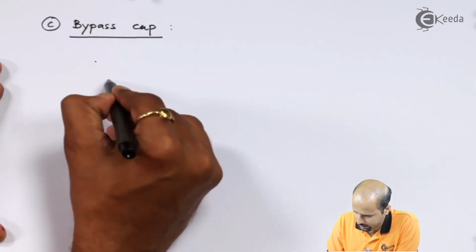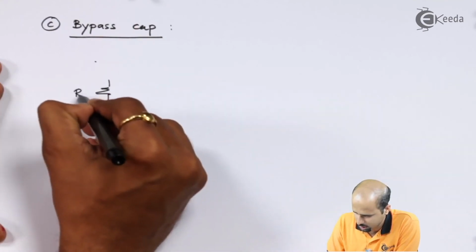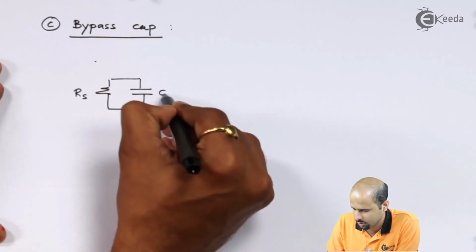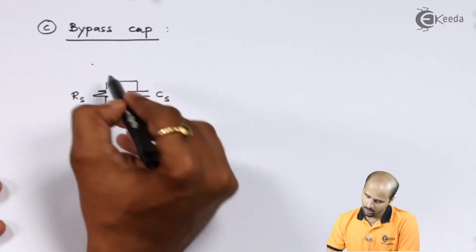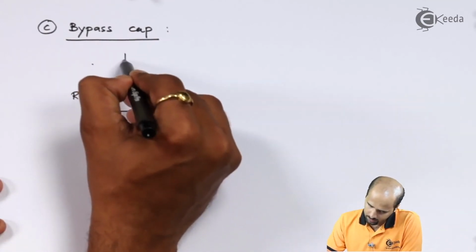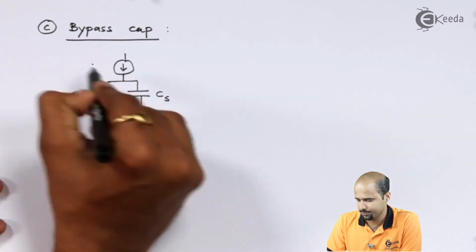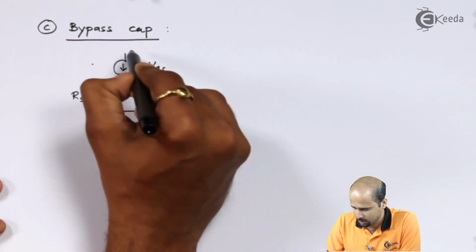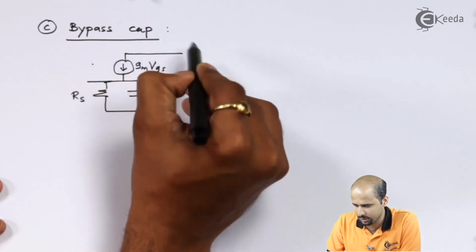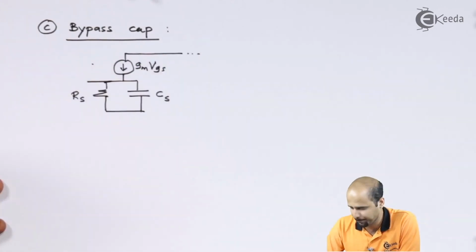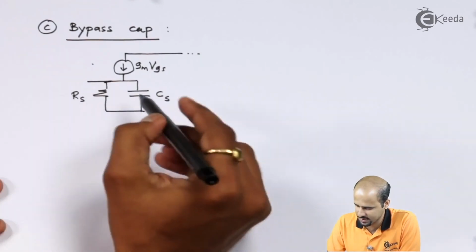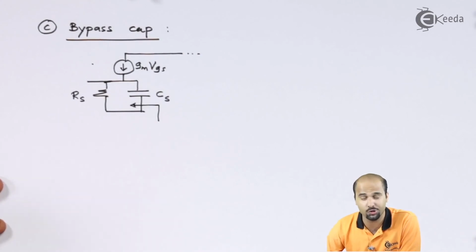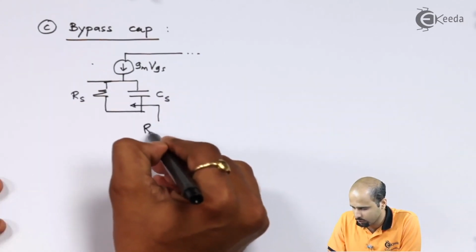Your circuit diagram will look like this: this is your RS connected with CS, right? Here we will be getting the current source, that is GM into VGS, and obviously the rest of the circuit we don't require. As far as the resistance is concerned, we all know that if we consider the source follower, then we'll get to know what the resistance R will be.